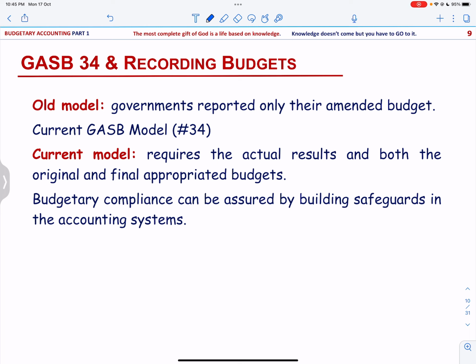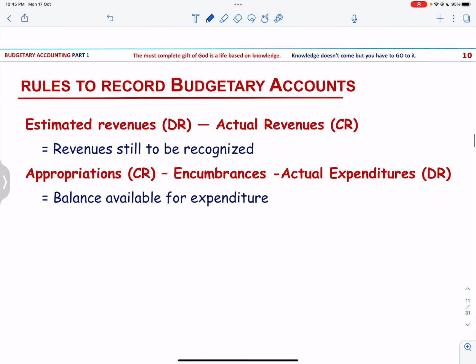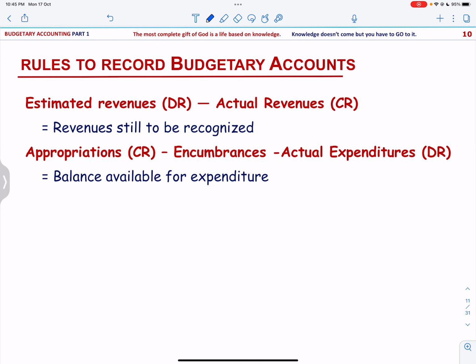Next, let us talk about the rules to record budgetary accounts. Let us see how a budget is recorded. First of all, the adopted budget is recorded in the general ledger at the beginning of the fiscal year. General fund at the beginning of the fiscal year. So first, the general entry is made for the estimated revenue, and the estimated revenues are debit. And as the government earns revenue, the estimated revenue is reduced by actual revenue received. So estimated revenue is debited at the beginning of the year, and actual revenue is credited as it is received during the period.